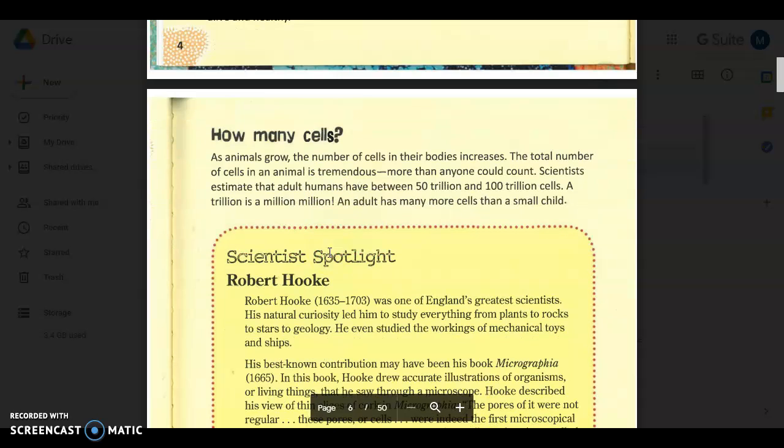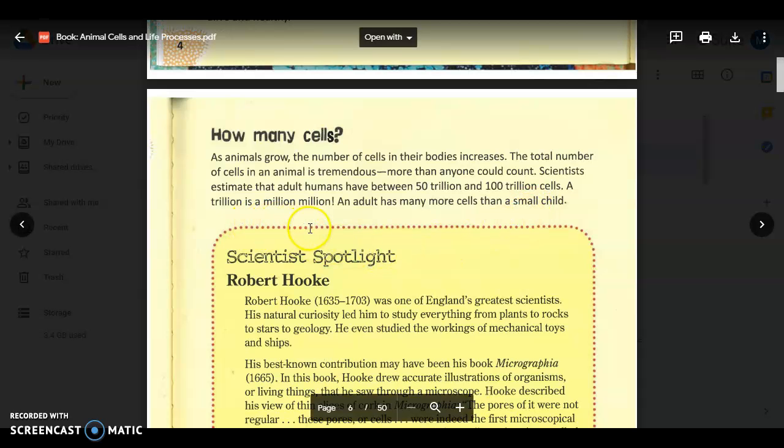How many cells? As animals grow, the number of cells in their bodies increases. The total number of cells in an animal is tremendous, more than anyone could count. Scientists estimate that adult humans have between 50 trillion and 100 trillion cells.